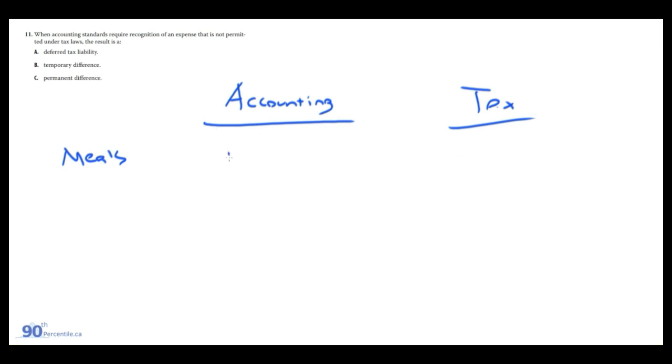So let's say I spent $1,000 on a meal for me and my clients. On my accounting statements, I can expense the $1,000. But for tax purposes, only 50% of this, so $500, is deductible. So this is never going to resolve itself. We're not going to undo this at some point. Versus the examples we went over with accelerated versus straight line depreciation, those will cancel each other out or reverse at the end of the asset's useful life. But this is just $500 that's in limbo. So it's never going to resolve itself. This is the example I like to think of for a permanent difference.